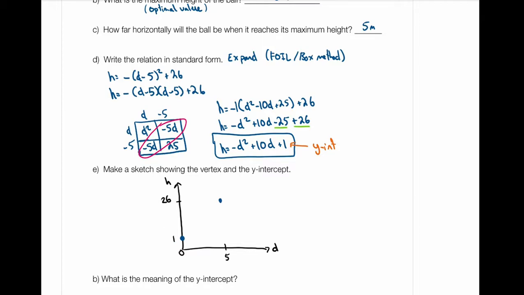So based on what I have, my 2 points, I'm going to roughly sketch it. And so again, that's about as much as I can do based on what I know. So I have my vertex 5 and 26. I have my y-intercept of 0 and 1. And that's all I know based on my two equations.